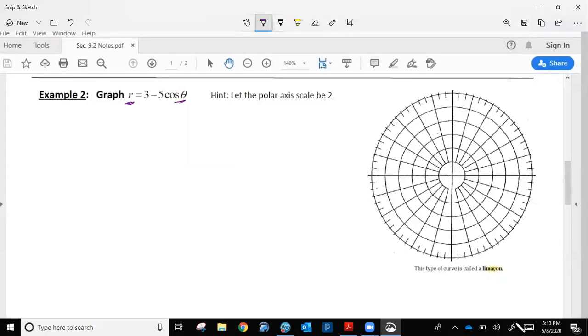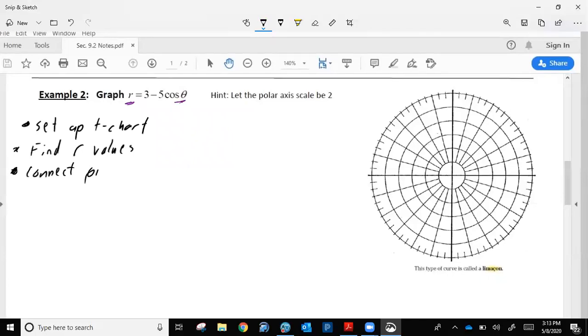You're going to have to, unfortunately, create quite an elaborate T-chart to make this an accurate looking curve. So we want to set up a T-chart. We're going to find our radius values. And when we're done, I recommend you connect the points as you go. And I will emphasize that as I work that out.